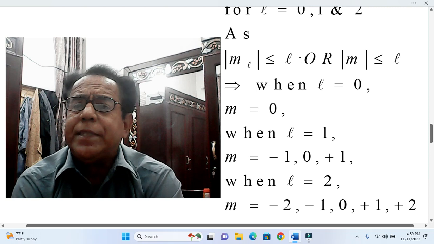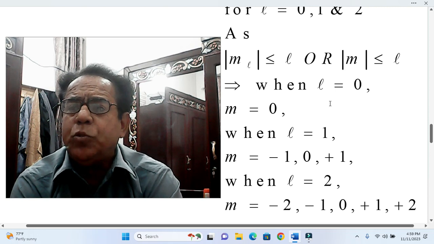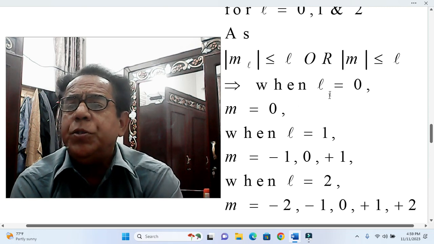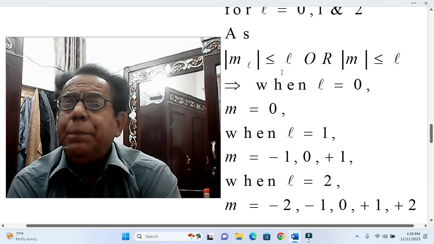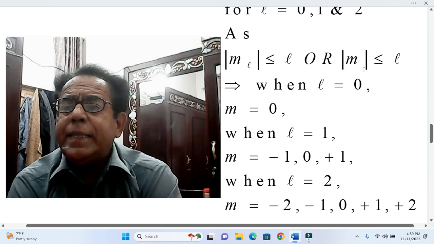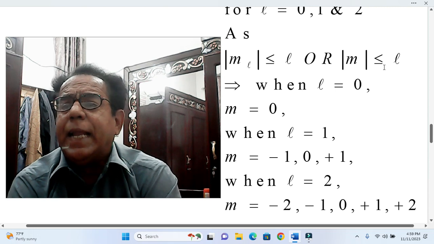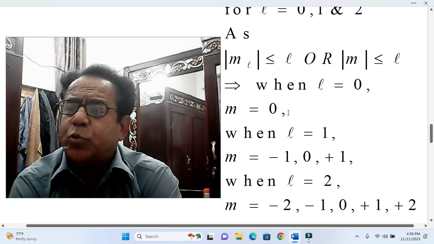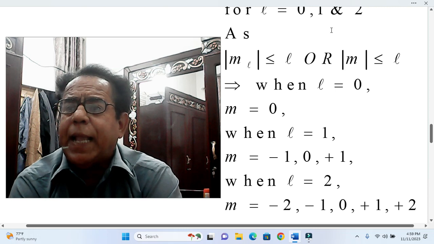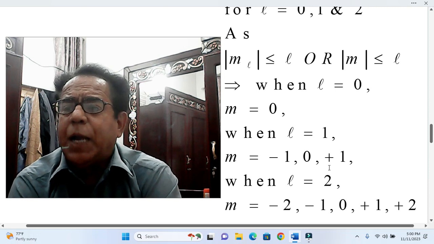first of all we take the first value of L, that is when L is equal to 0, m is equal to 0, because m is either equal to or less than L. So when L is equal to 0, m is also 0. Now we come towards L equal to 1. When L is equal to 1, then m is equal to minus 1, 0, or plus 1.